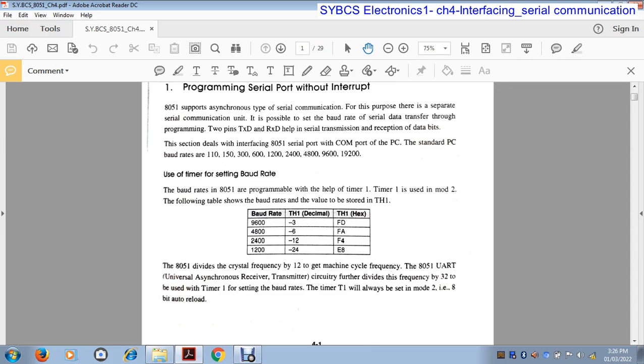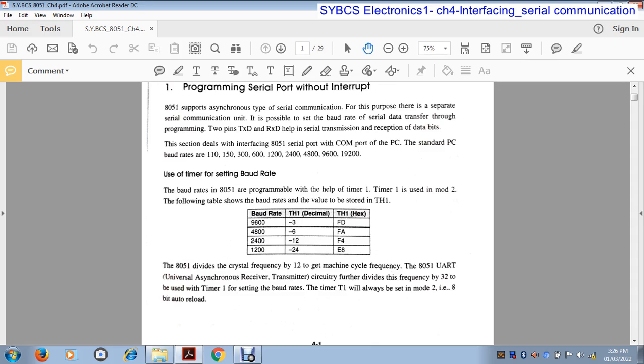Now, use of a timer for setting the baud rate. In the previous chapter we saw the timers and timer programming. We know that there are two timers, timer 0 and timer 1. These two timers are also used for communication purposes. To set the baud rate for serial communication, the microcontroller uses timers. Baud rates in the 8051 are programmable with the help of timer 1.